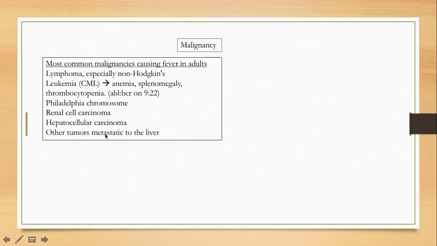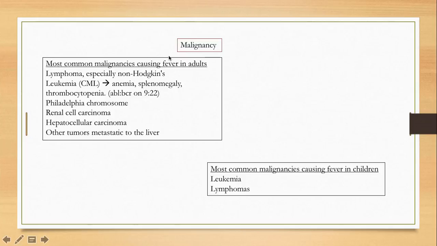The other main cancers, although not as common compared to some of the other cancers in the body, are the ones that will present with fever sometimes as a chief complaint. So always look for these. So renal cell cancer, hepatocellular cancer, and then other cancers that metastasize to the liver. So these are adult cancers, and then there are malignancies in children.